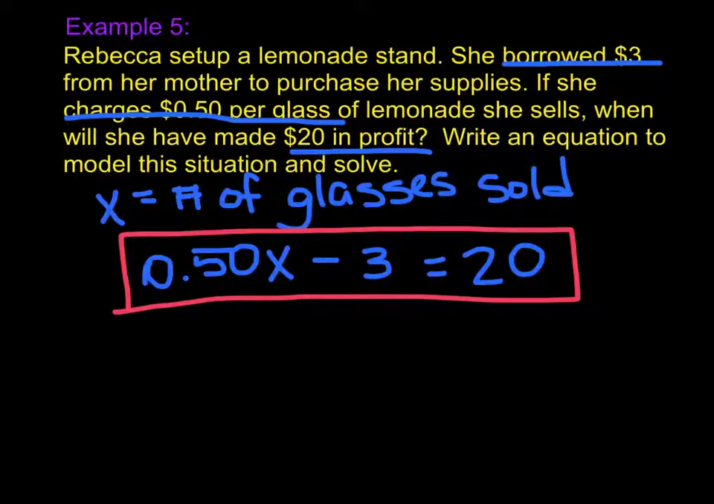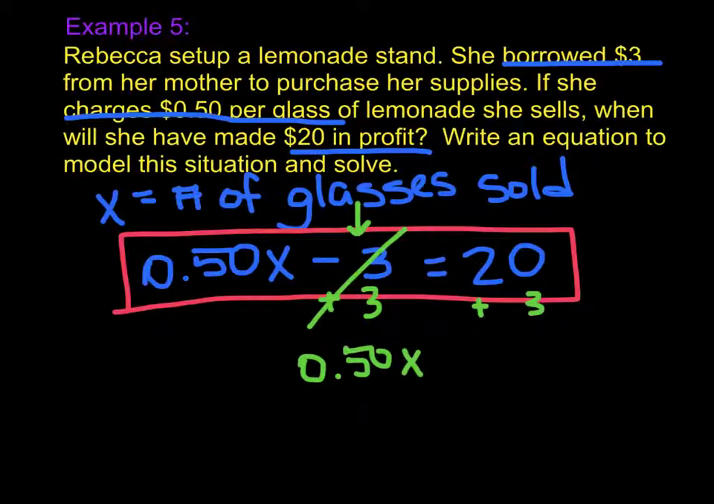In order to solve this, we must first identify the constant. The constant in this problem is negative 3. So the inverse operation would be to add 3 to both sides. That leaves us with 50 cents times the amount of glasses sold equals $23. So we really need to make $23 to make that $20 profit margin.